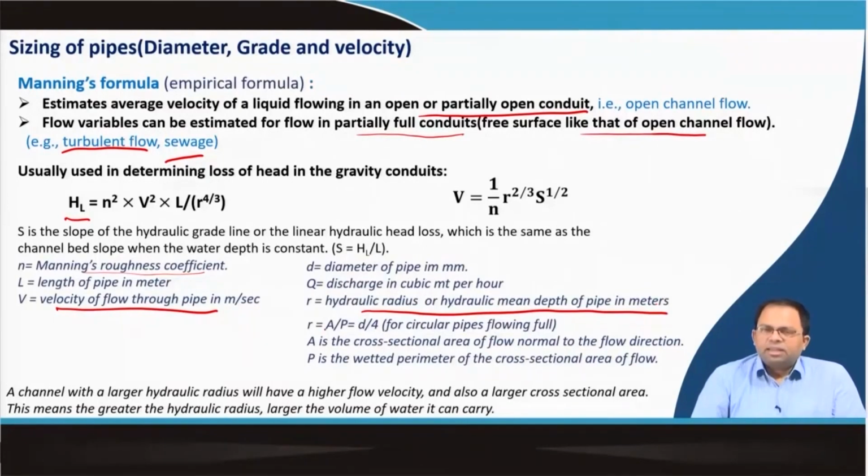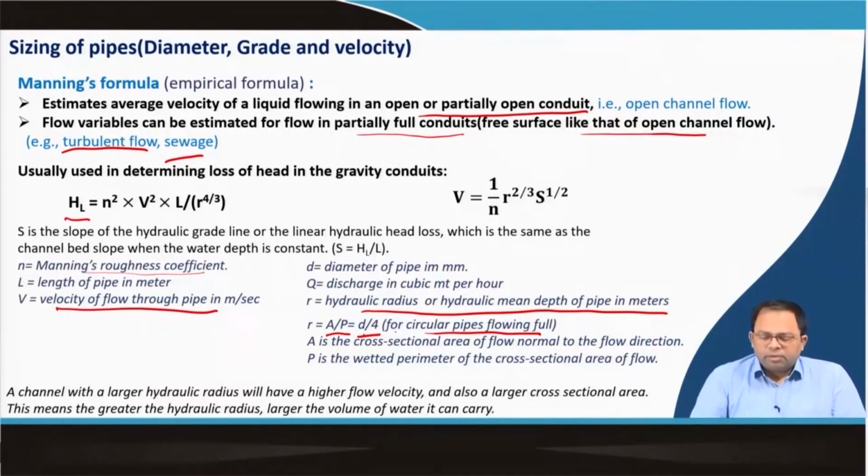Now, R is, as I was telling you, equal to A by P, and for circular pipes also flowing full, it is D by 4. So, pi D square by 4 divided by pi D, that actually comes to D by 4. This is for circular pipes flowing full, but as I was saying, in sewer design it never flows full. So, we also have to learn about those things later on.